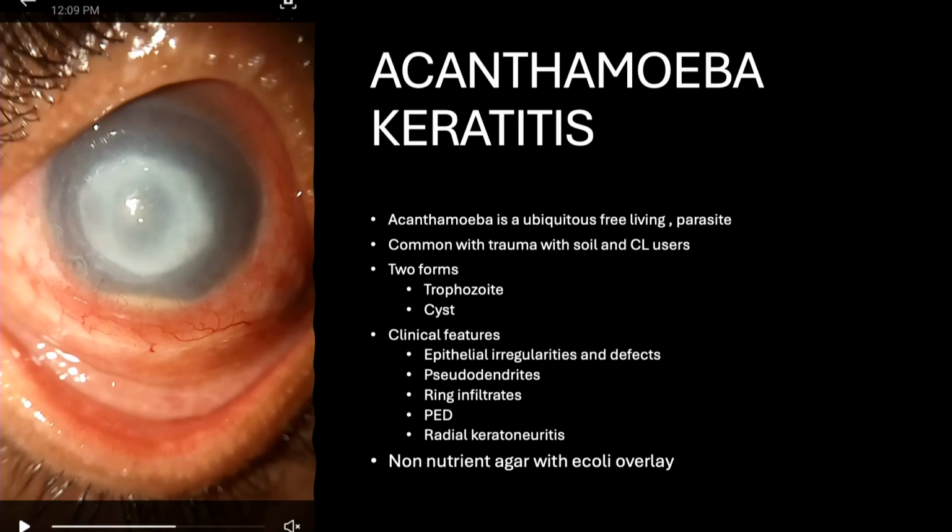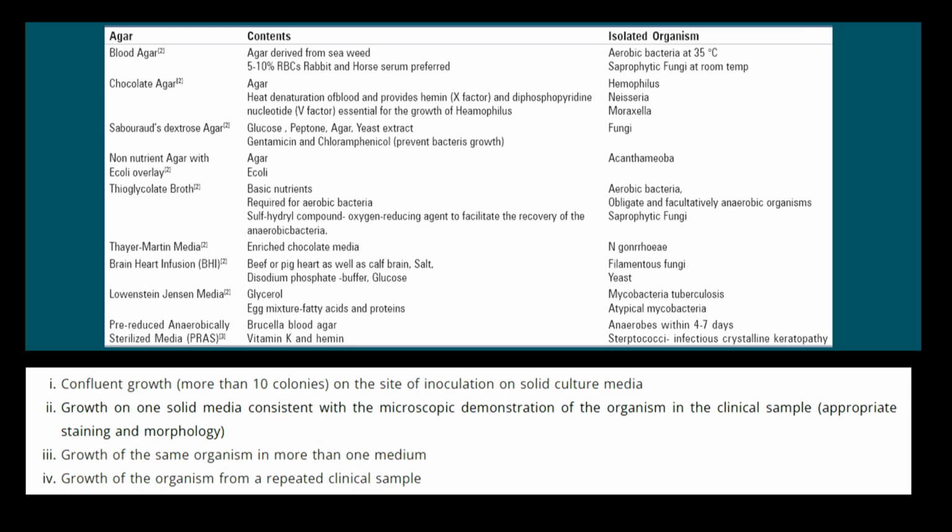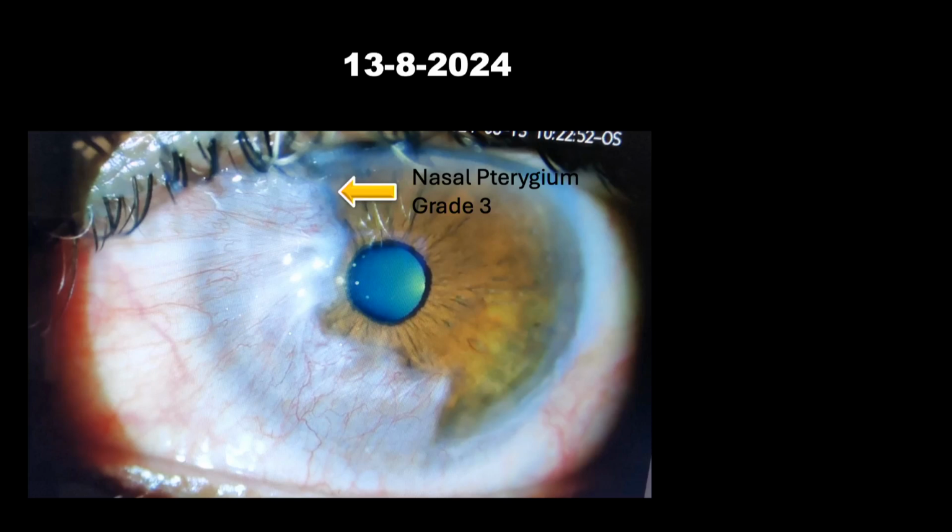Mostly it is epithelial pseudodendrites or ring infiltrates or a radial keratouveitis. So we have to do the scraping and culture to always come to a diagnosis. This is a simple case which came to us with a pterygium. He was asked to excise the pterygium.